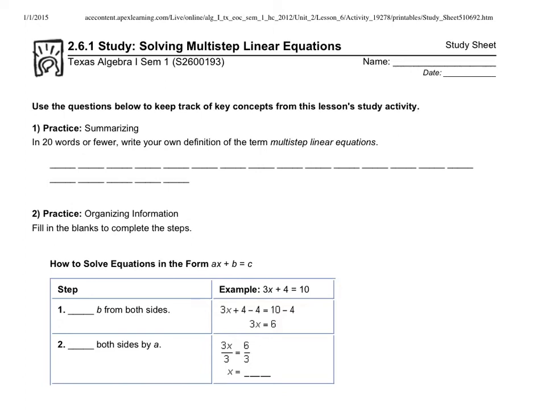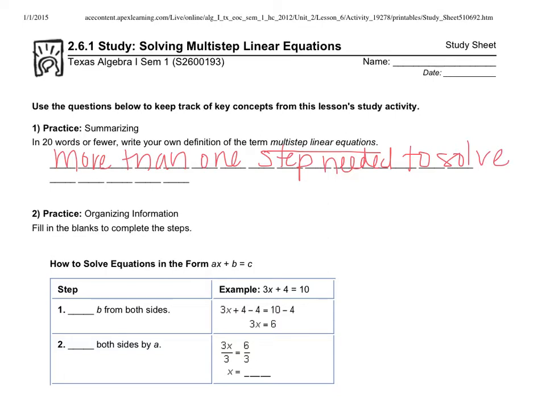So for 2-6, we're going to be taking everything we've learned about solving equations, and we're going to be solving multi-step linear equations. Multi-step, because it asks us for the definition, is going to have more than one step. So more than one step needed to solve our equation.